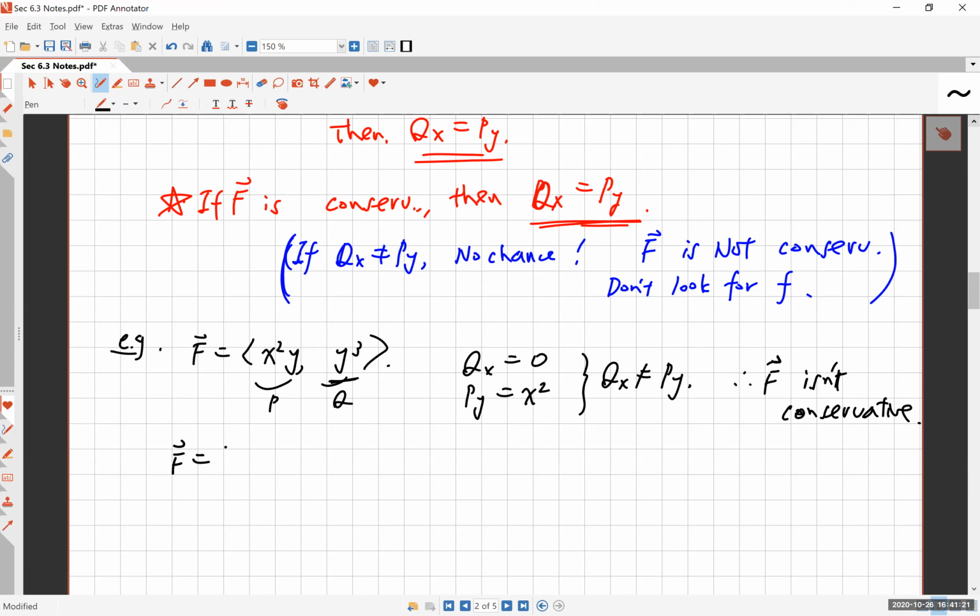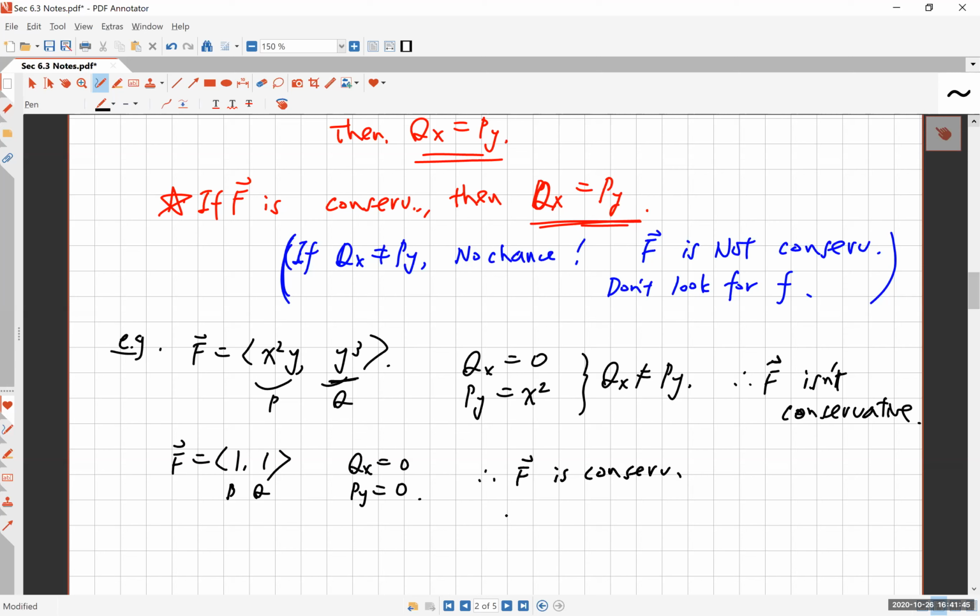How about F is (1, 1)? Is this conservative? Can you find a potential function for which the gradient of lowercase f is this capital F? Well, remember this is P and this is Q. Q_x is 0 and P_y is equal to 0, right? They're equal to each other, and therefore F is conservative.